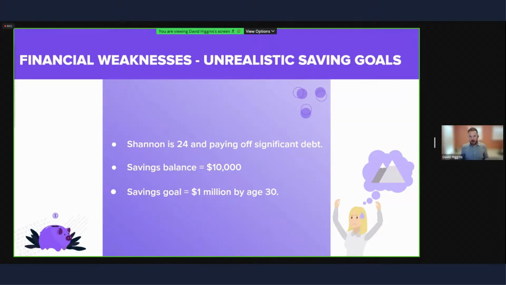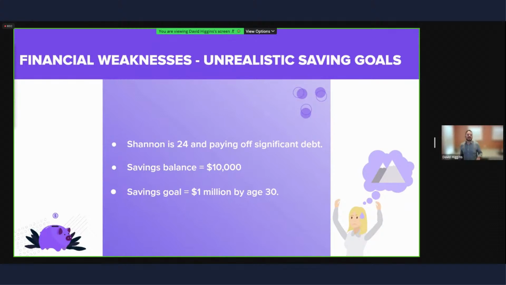Now, do me a solid here real quick. Just look at this little scenario, right? Put yourself in Shannon's shoes. Do you think that this would be a realistic savings goal to get to $1 million from $10,000 in the course of 6 years? Raise your virtual hands for me if you think that's possible. Yeah, didn't think so, right? It's going to be tough.